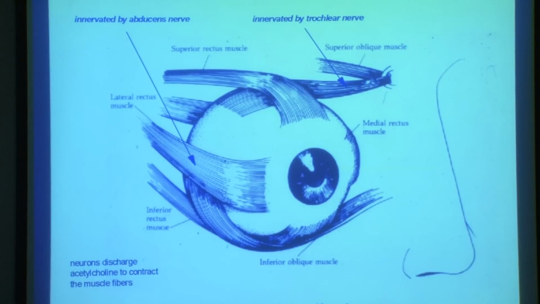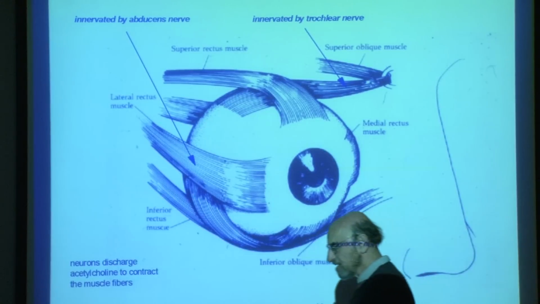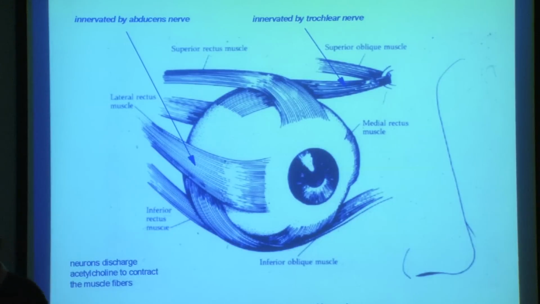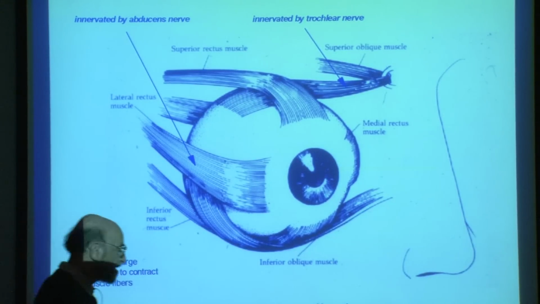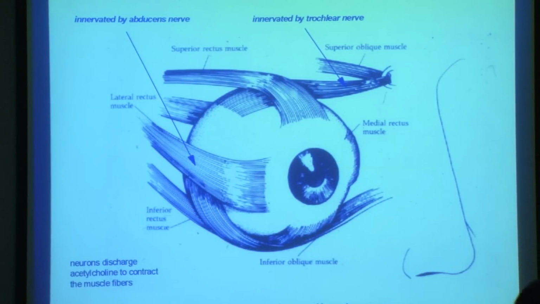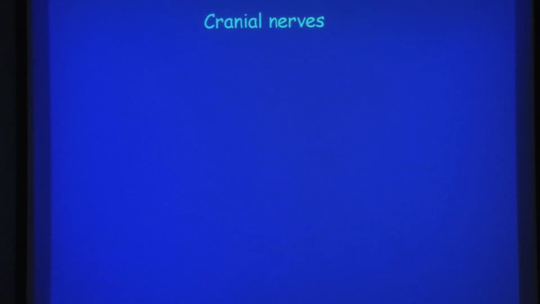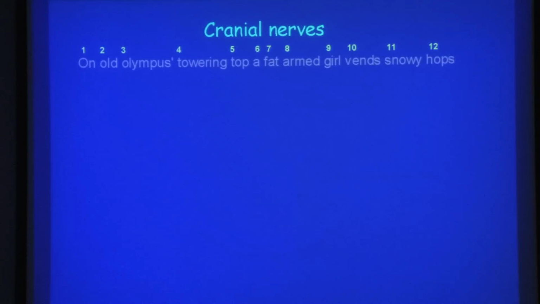All right? So now that we know that, the next question is, how do neurons from these three nuclei act to do this? But before I tell you that, I want to make sure that you learn what the 12 cranial nerves are. What you can do here is use a so-called clean mnemonic device: On all the Olympus towering top, a fat-armed girl vends snowy hops. That's easy enough to remember, right?